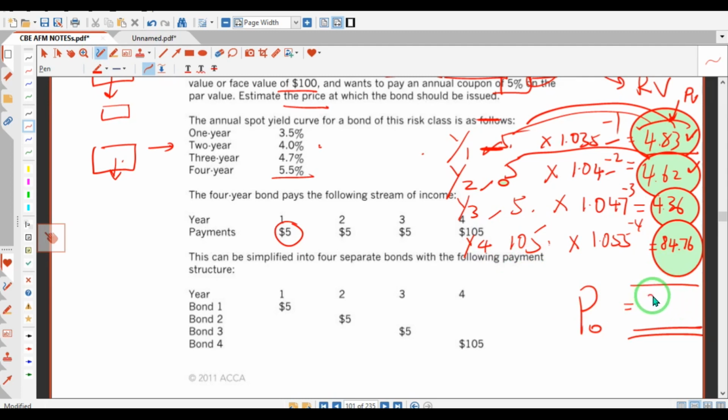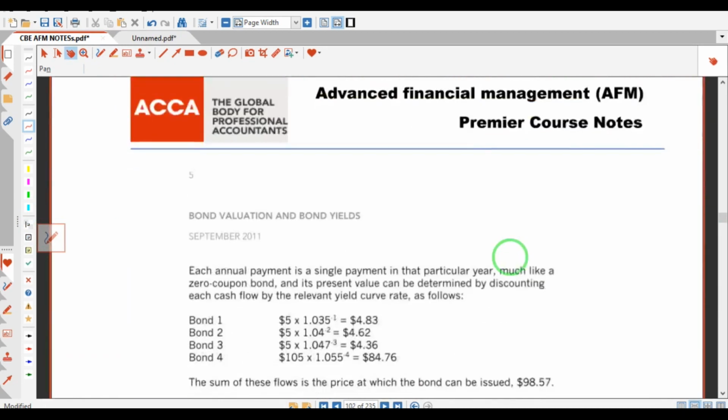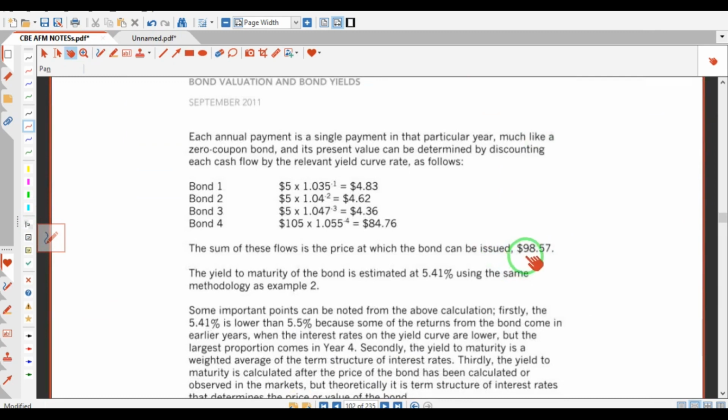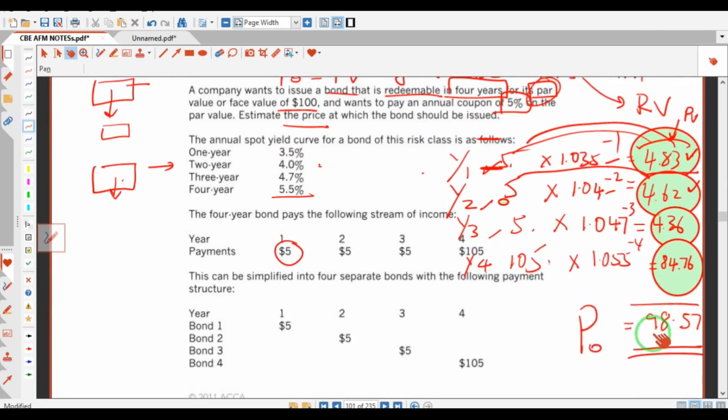Give me the sum of all this. Is that okay? The sum of all this is $98.57. I did some rough calculation just now. Actually, to be truthful, I didn't do a rough calculation. I just picked this answer here, 98.57. Okay, so you give me this money.